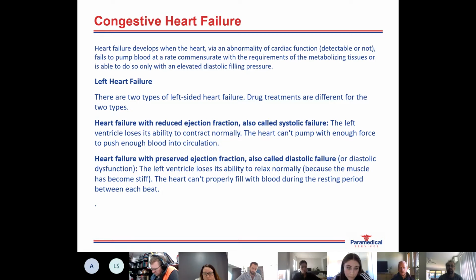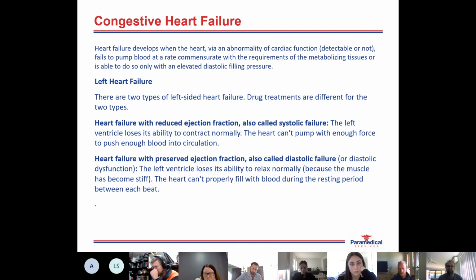Heart failure with preserved ejection fraction is also called diastolic failure or diastolic dysfunction. The left ventricle loses its ability to relax normally because the muscle has become stiff. This can definitely be the case with hypertrophy of the left ventricle. The heart can't properly fill with blood during the resting period between each beat. So this is what we would call inadequate preload.